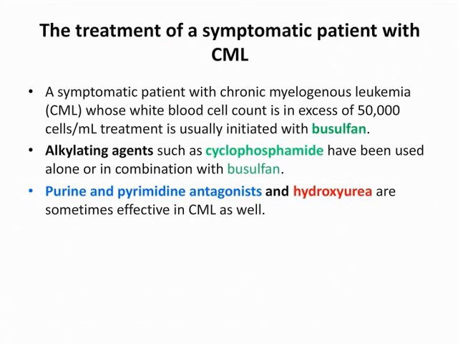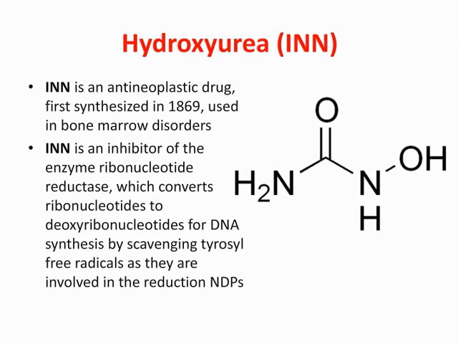So the last one we'll talk about is hydroxyurea to treat chronic myelogenous leukemia. Hydroxyurea was an anti-cancer drug synthesized in 1869, and it's an inhibitor of the enzyme ribonucleotide reductase. Ribonucleotide reductase converts ribonucleotides to deoxyribonucleotides for DNA. So if it inhibits that, then it can't convert the ribonucleotides to deoxyribonucleotides, and therefore you stop the synthesis of DNA.